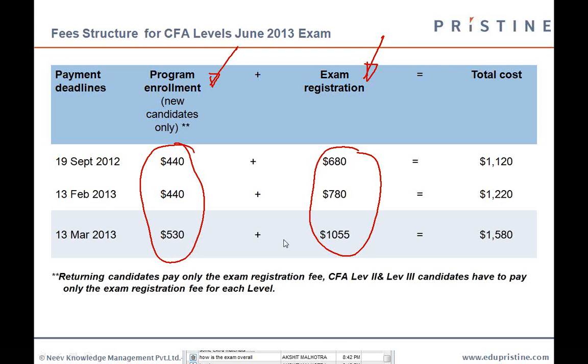Your exam results are usually declared in around 1.5 months. So if you write the exam in June, by mid to end of August you'll get your results. There is no intermediate certificate given. As I said, either you are a CFA or you are not, which means that to get the CFA designation, you need to clear 3 levels of CFA and also show 48 months of investment experience. Only then will you be awarded your charter.